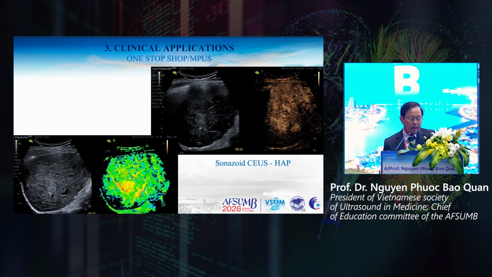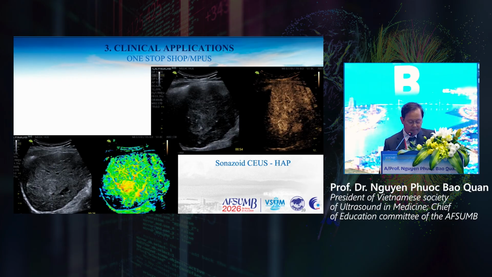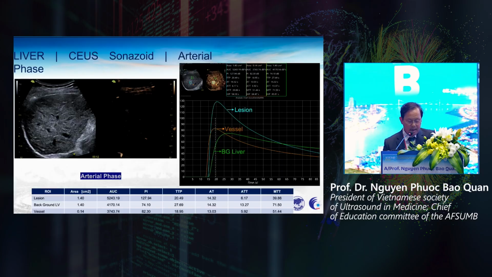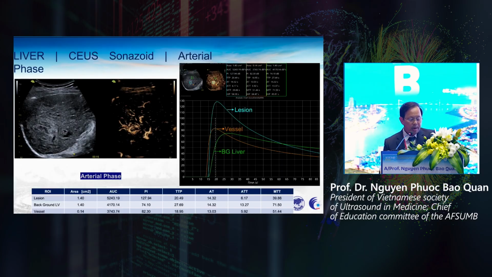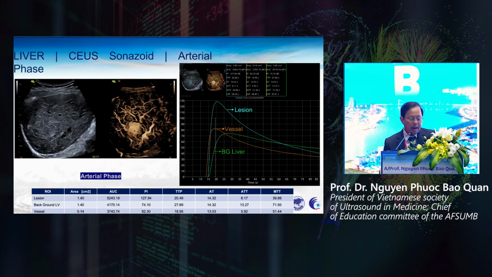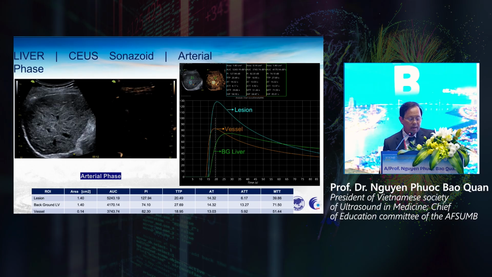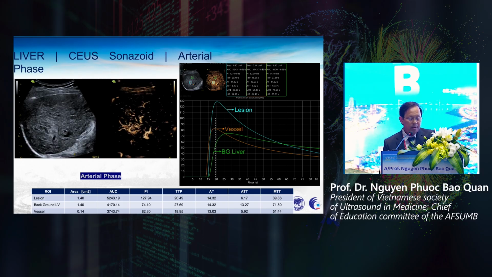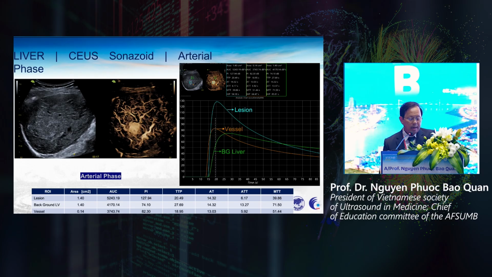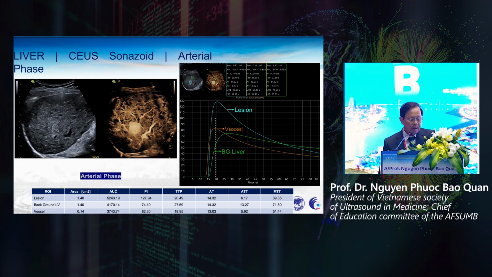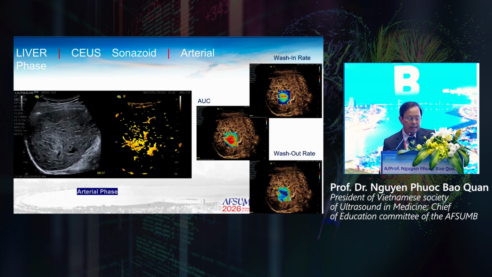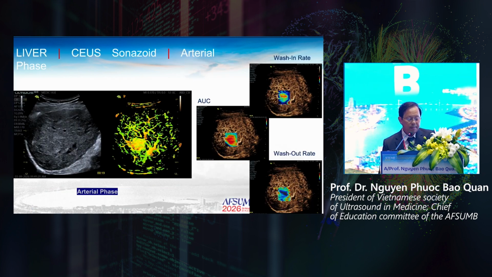With this technique, you can see the arterial phase with very high sensitivity, and it is especially specific for diagnosing liver disease. In this case, we do dynamic CEUS. We can have an intensity curve of the lesion compared to the background of the liver, and we can have many DCEUS parameters to diagnose this patient.